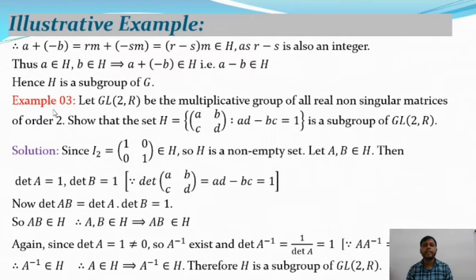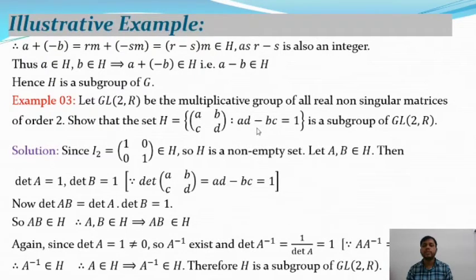So after that, we will take the third example on the subgroup of a group G. Let GL(2, R) be the general matrix group, the set of matrices of order 2 cross 2 whose elements are real numbers. So it is a multiplicative group of all real non-singular matrices of order 2.